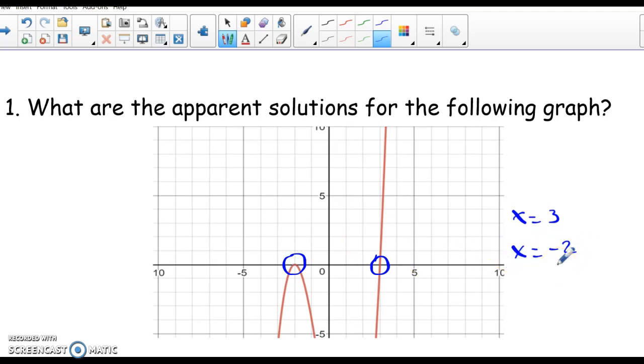Now, if I ask you for the factors of this particular equation, remember, I take these and I set them equal to 0. So x minus 3 would be a factor. X plus 2 would be a factor. This crosses it, so it has a multiplicity of 1. This solution sits on the x-axis, so that has a multiplicity of 2. Don't forget about your multiplicities when they sit either above or below your x-axis.